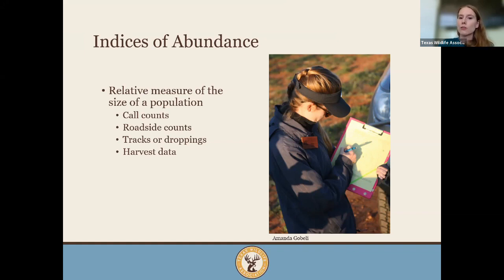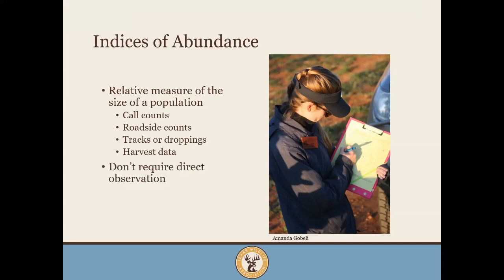Tracks or droppings can also be really good, at least for indicating presence or absence of an animal in an area. And then if you happen to be working with a game animal, harvest data can offer some really unique information collecting opportunities. In particular, you can get a better idea of juvenile versus adult individuals in the population. You can check for evidence of disease and all kinds of things you can't normally see. So a lot of these techniques do not require direct observation, which is an advantage.